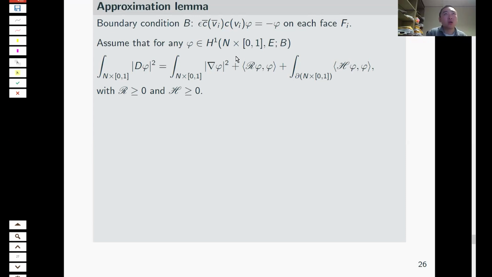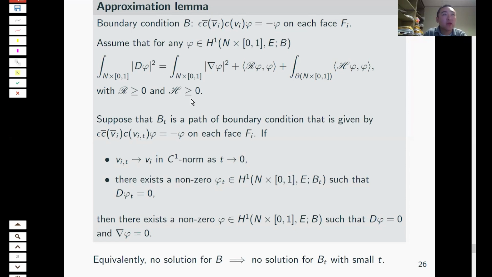We only want this to hold for any H1, so nothing to care about the essential self-adjointness. And now the condition that we want is R to be non-negative and H to be non-negative. For example, these two conditions are guaranteed by our geometric assumption for scalar curvature and mean curvature. Now, if we have a path of boundary conditions B(t), where the first part of the vector is the same, but the second part we have some V_i(t), which can be anything, not necessarily geometric, but we assume that they converge to V_i in C1 norm.